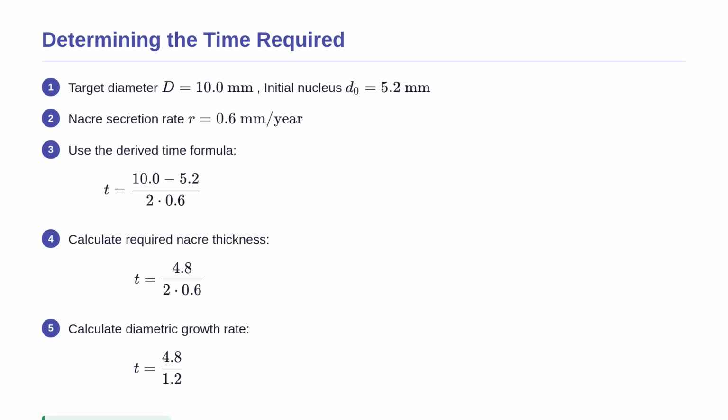First, we subtract 5.2 from 10.0, which tells us we need exactly 4.8 millimeters of total nacre added to the diameter. Next, we multiply the radial rate of 0.6 by 2, giving an annual diametric growth of 1.2 millimeters per year. Finally, dividing 4.8 by 1.2 gives us exactly 4.0. This means the farmer must patiently wait for 4 full years to harvest the perfect 10-millimeter pearls.